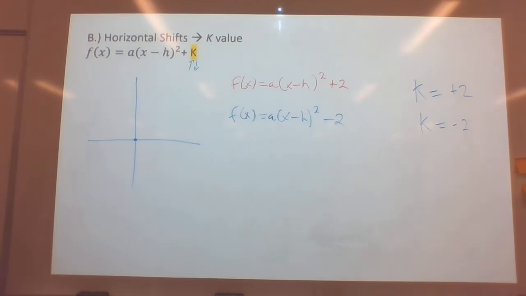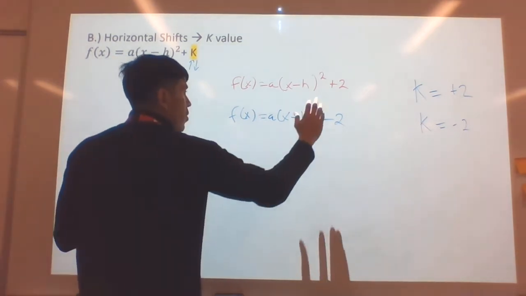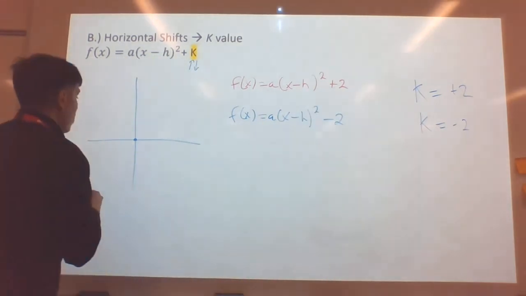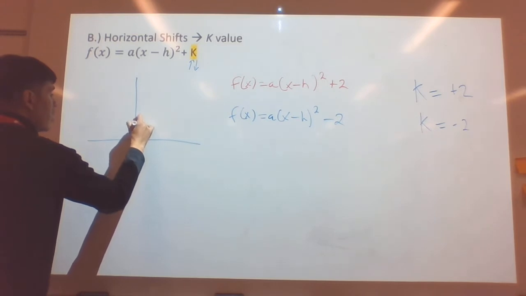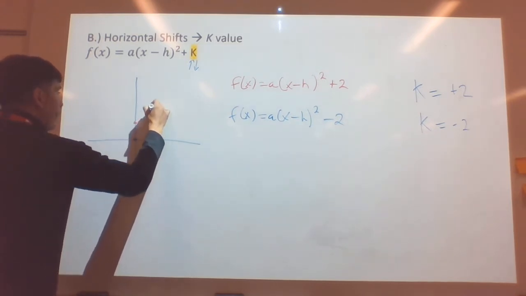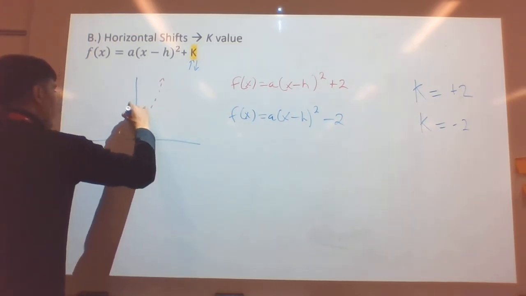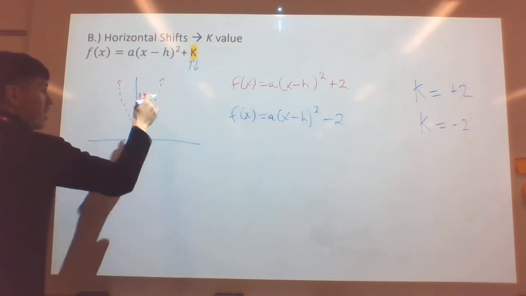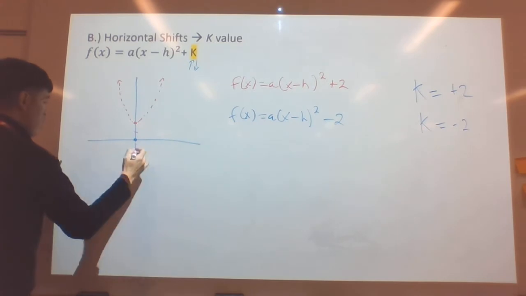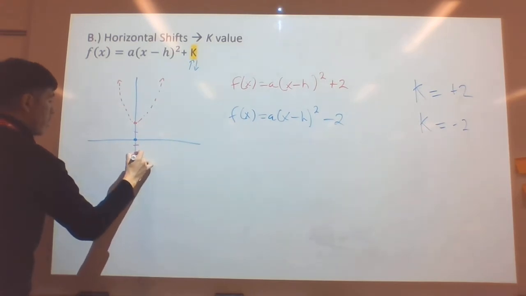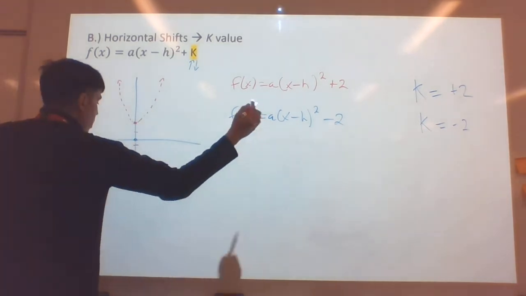When you plug in your k value, you just know that if it's plus 2, from the origin we're going to go up 1, 2. We're going to start there, and if it's positive, we're going to open up. If it's minus 2, guess what? We're going to go down 1, 2, and we're going to say it's positive, so we're going to open up.